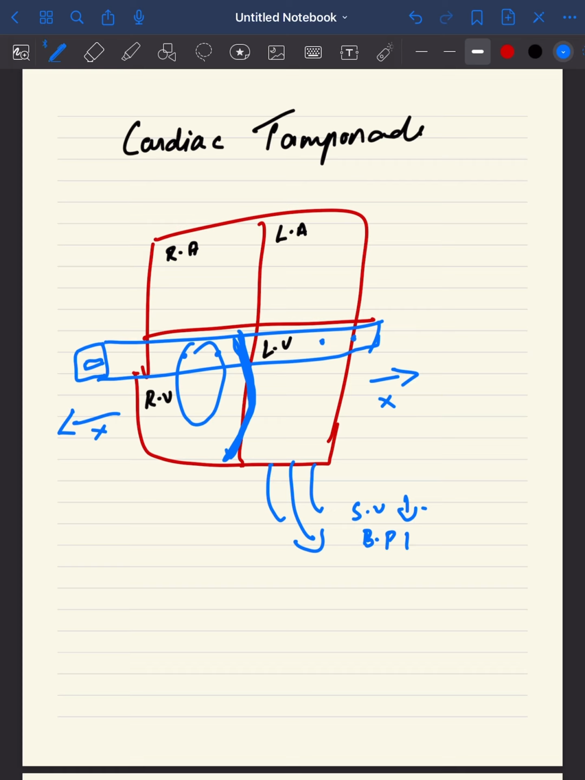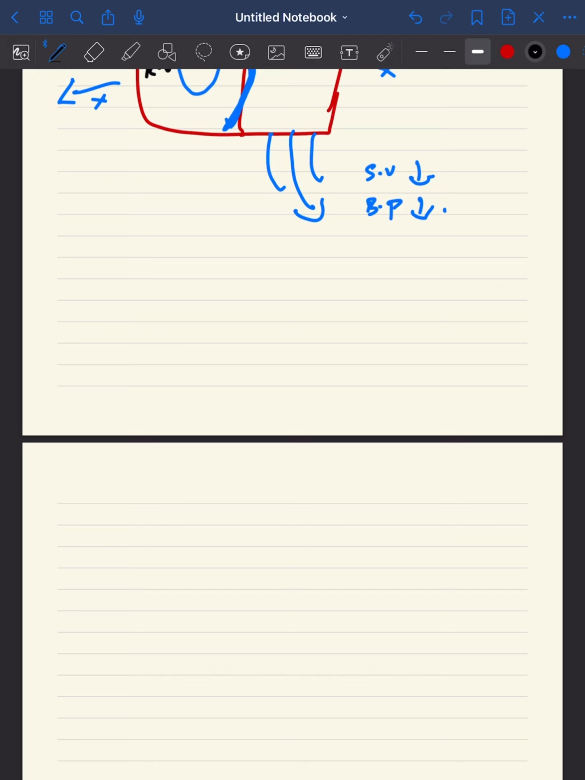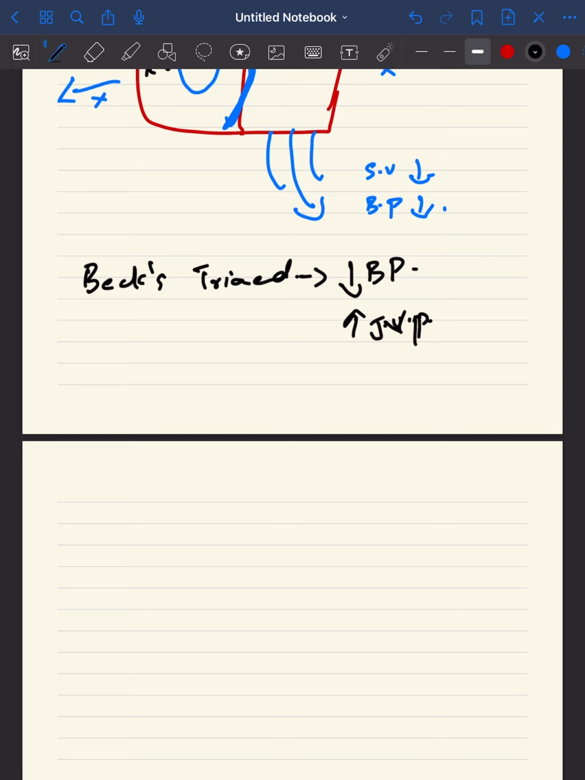Then BP decreases. Now let's see what Beck's triad is. This decrease in BP and increase in JVP, because blood cannot enter the right ventricle because of the cardiac squeezing, because of the tamponade, and muffled heart sounds because of the fluid around. This is known as Beck's triad.